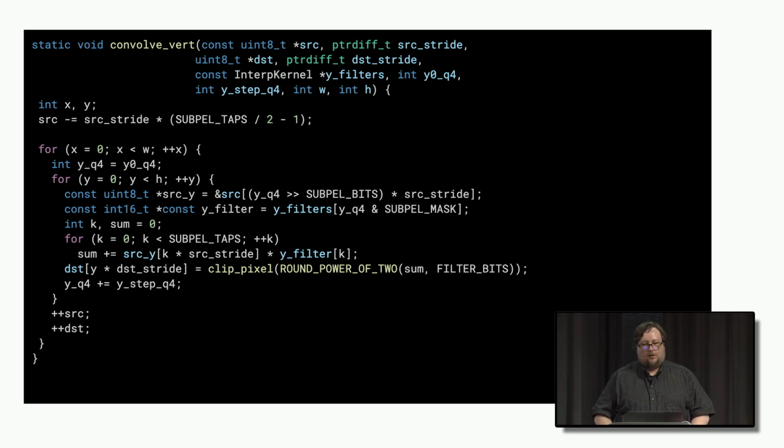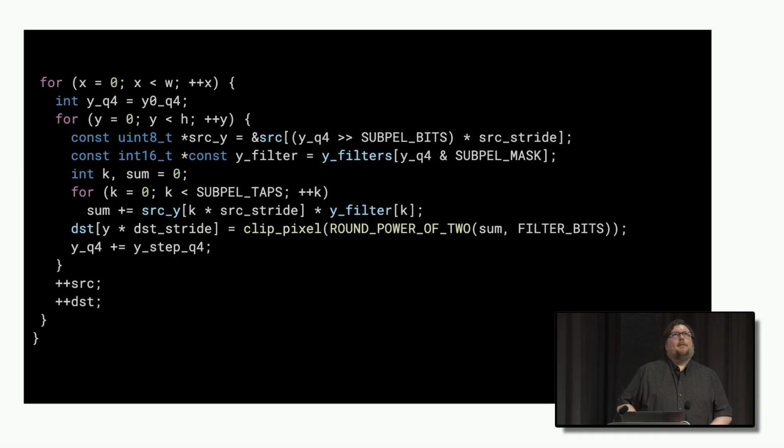So here's an example, one of the filtering functions in libvpx's VP9 decoder called convolve. It appears in a couple of other functions that are at the top of the profiling graph, so they're pretty good candidates for accelerating with SIMD. Now let's just look at the middle part of it.